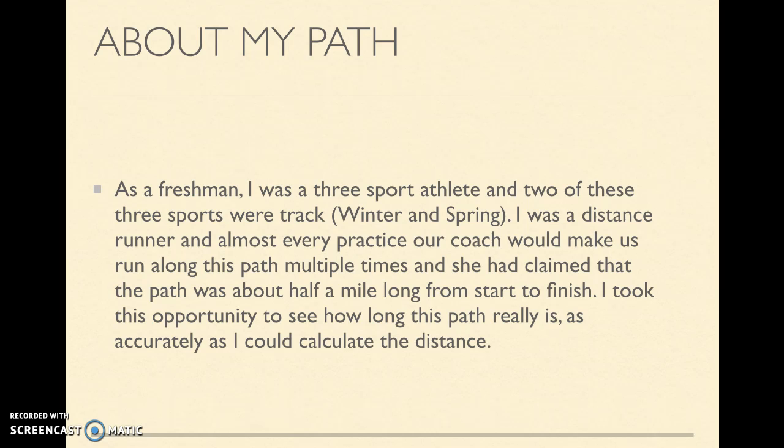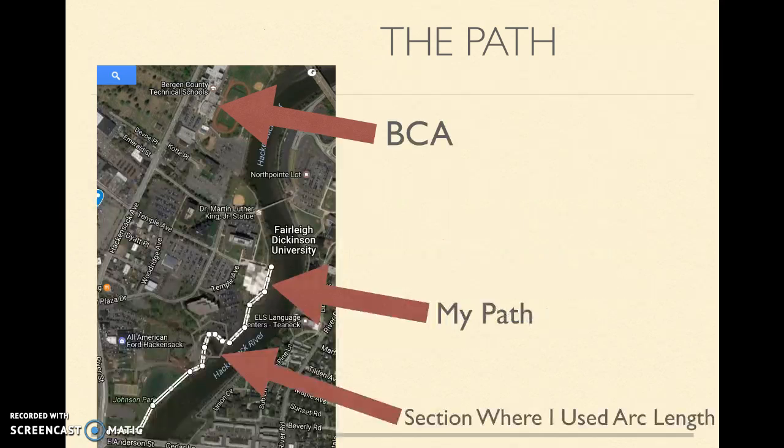So, a little about this path. When I was a freshman, I had run winter and spring track, and during winter and spring track, my coaches would make us run distance runs on this same path, and we would have to run it multiple times to practice. They would say that the path was about half a mile or 1 mile back and forth. So I took this opportunity to see if they were telling the truth, trying to make us run more. And yeah, let's find out.